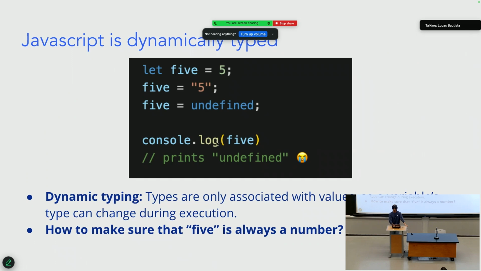And so by the time we get into our console.log, we print undefined, and we don't have any kind of number type. And so reusing a variable for different types is generally not good practice. And so in JavaScript, you'll probably encounter a bunch of bugs because of this. So how do we make sure that this variable is always a number?